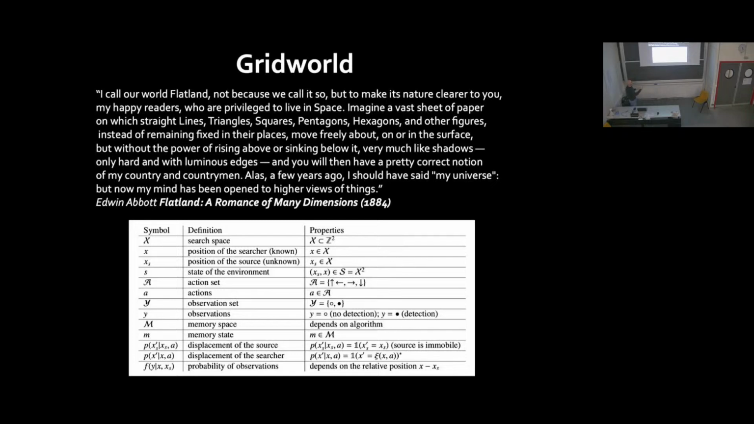Memory space and memory state, of course, depend on the algorithm, and we will discuss that. And then these are the properties of the environment, which is very important. For instance, does the source move? Is the female moth moving around? We will assume that it stays in place. Okay, so it's a fixed target search.